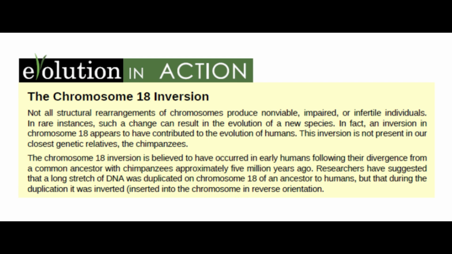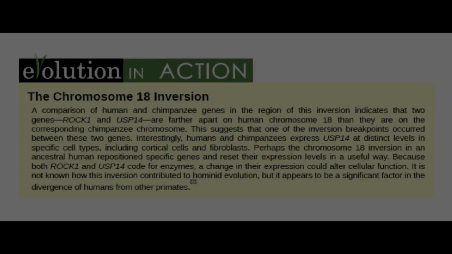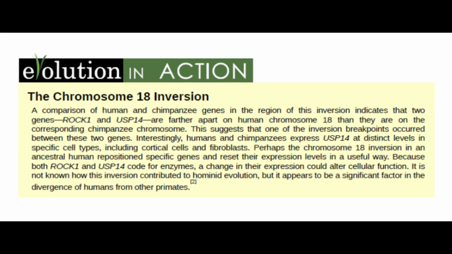Researchers have suggested that a long stretch of DNA was duplicated on chromosome 18 of an ancestor to humans, but that during the duplication it was inserted into the chromosome in reverse orientation. A comparison of human and chimpanzee genes in the region of this inversion indicates that two genes, ROCK1 and USP14, are farther apart on human chromosome 18 than they are on the corresponding chimpanzee chromosome. This suggests that one of the inversion breakpoints occurred between these two genes.